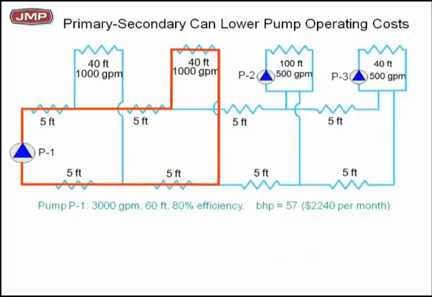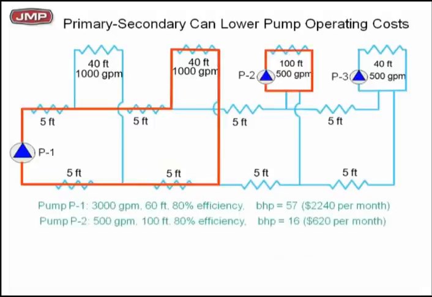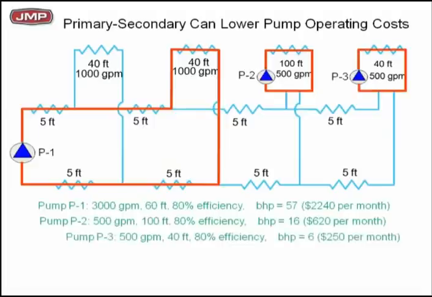So let's total back up the brake horsepower for our 3 pumps. Remember before, I think it was 139, I believe, but let's just go see what we got. Pump 1 now is 57 horsepower, so we've got to add 2 more. Pump 2 was 500 GPM at 100 feet of head. Same efficiency, 80%, playing no games here. I got 16 brake horsepower on pump 2. How about pump 3? Same efficiency, 80%. I need another 6 brake horsepower.